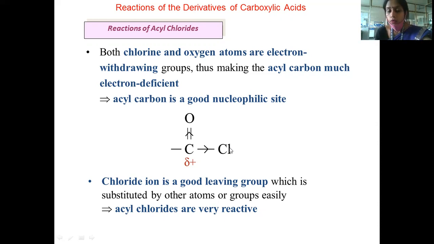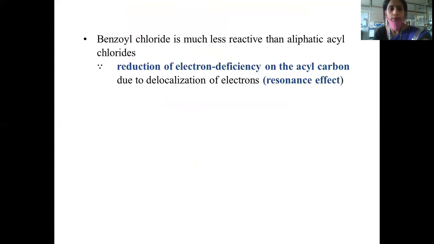Secondly, they are more reactive because the chlorine atom is a good leaving group. It means if a chlorine atom is there in the reaction and some other atom is also there, it will easily get replaced. It will easily leave the original compound, and that is why again the acyl chlorides are very reactive.